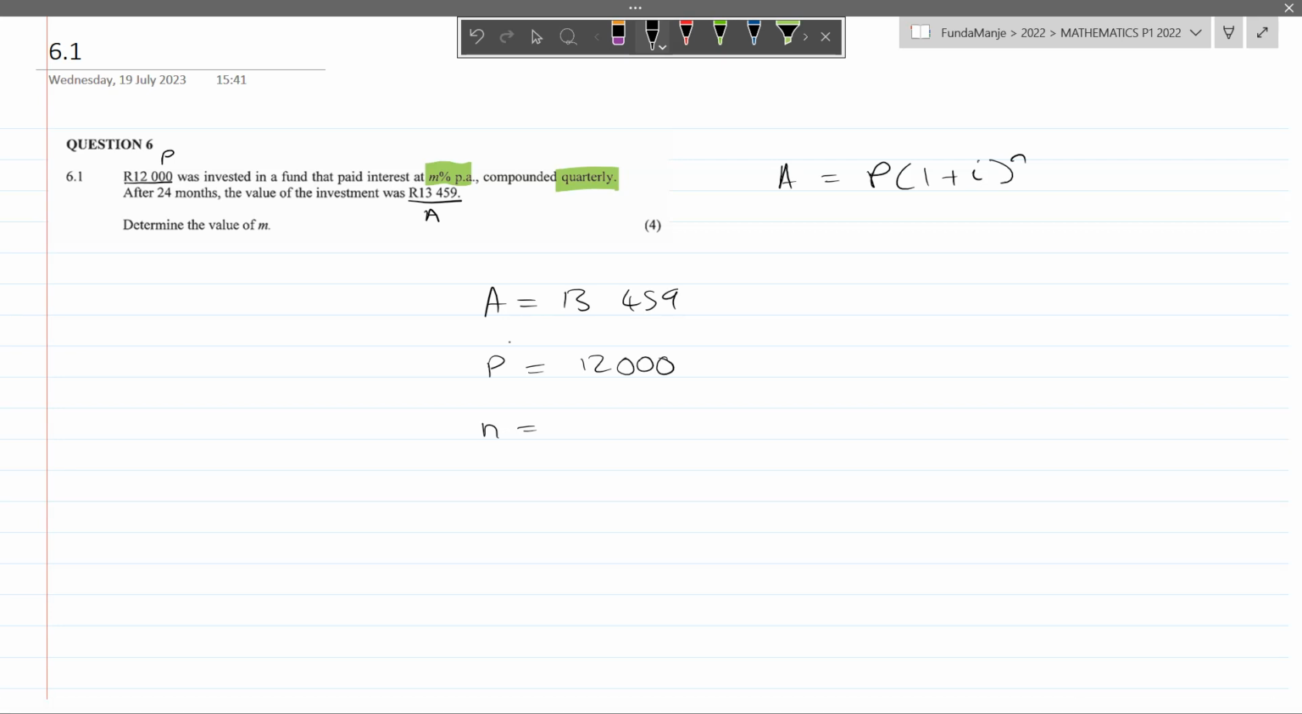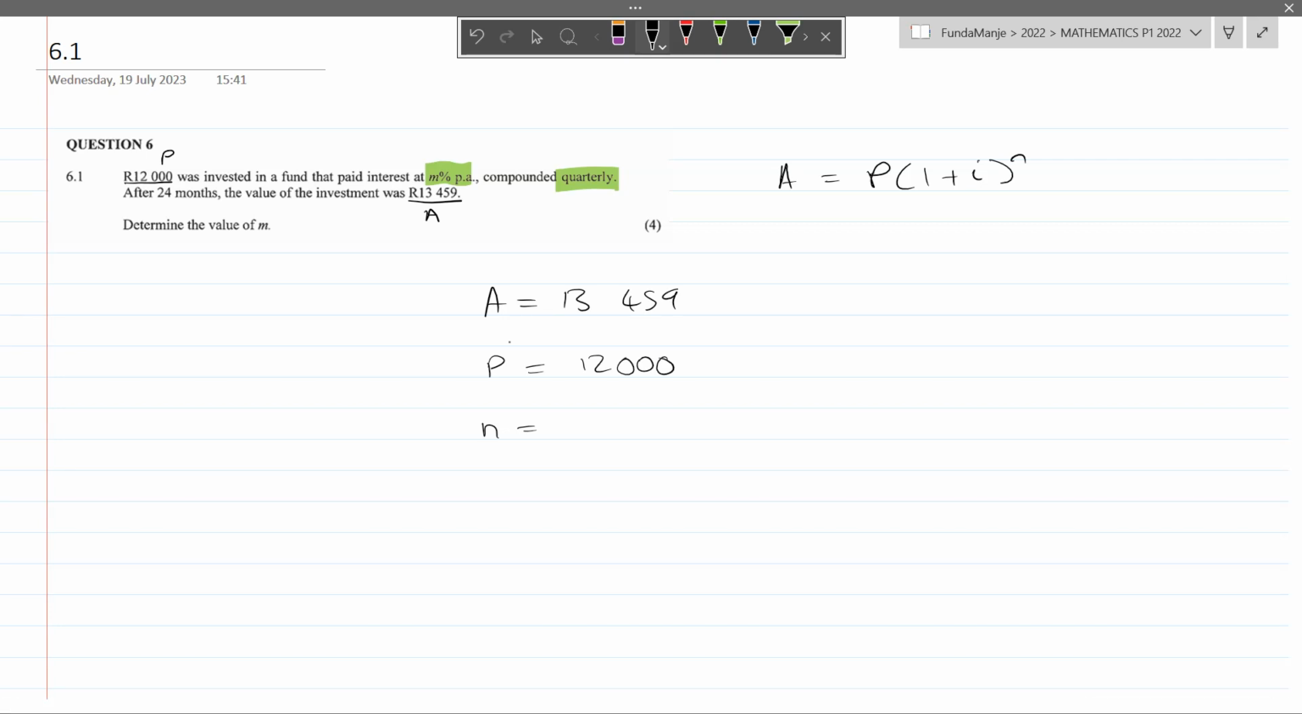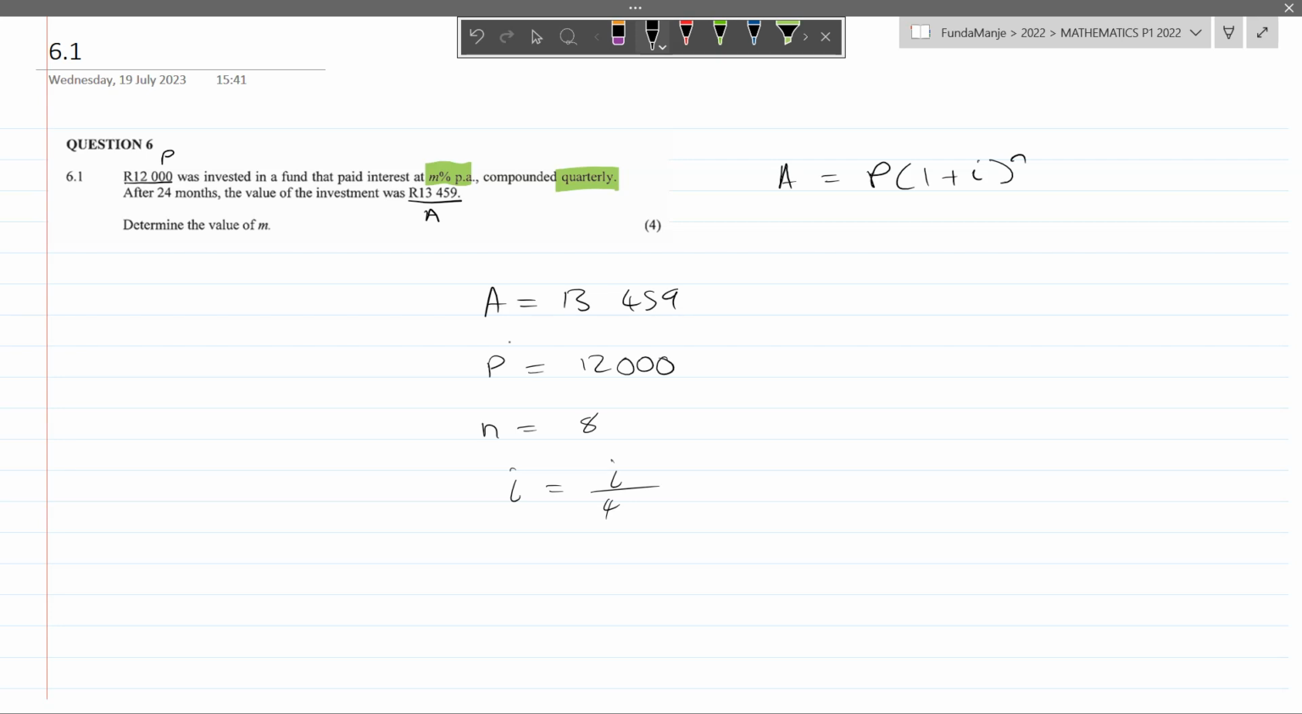24 months, that's 2 years. Quarterly, that's 4 times a year. So in 24 months, which is 2 years, there will be 8 compounding terms. And then our interest, lastly, we know that it's going to be divided by 4, and it's also being divided by 100, so we can just divide by 400 once, and that would be the rate that we're looking for.